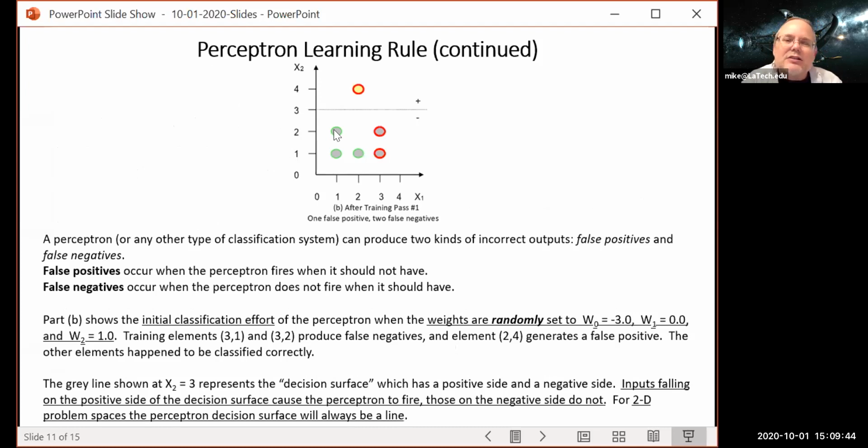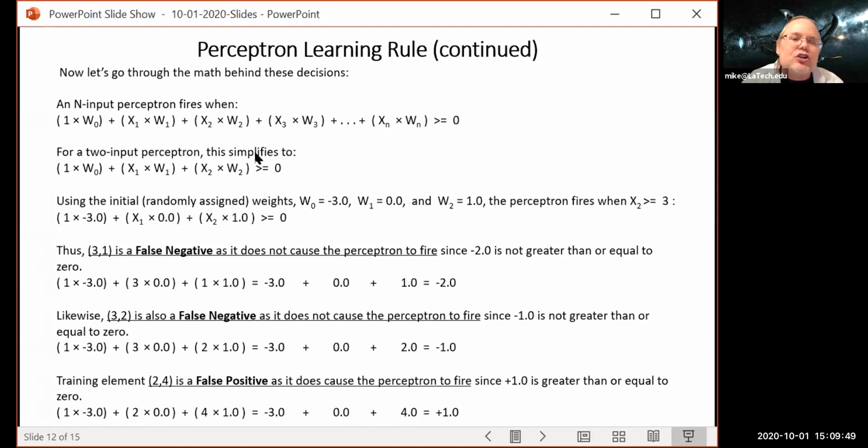Does that make sense? So now mathematically you know why this line is here. It just falls right out of the equation with the random weights that we've given it.